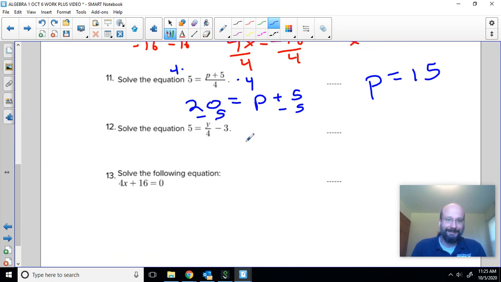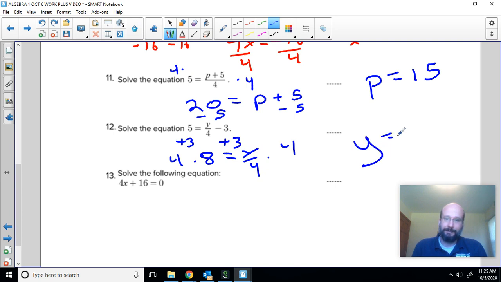This one, again, is different, because I can move this minus 3 over first. It's not one giant fraction. There's a fraction then minus 3. So I got to move this plus 3 over. 8 equals y over 4. Multiply both sides by 4. y equals 32.